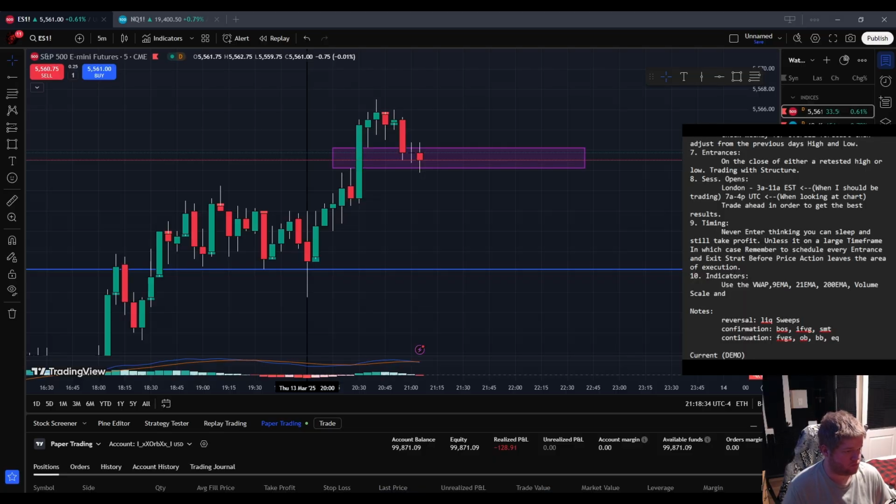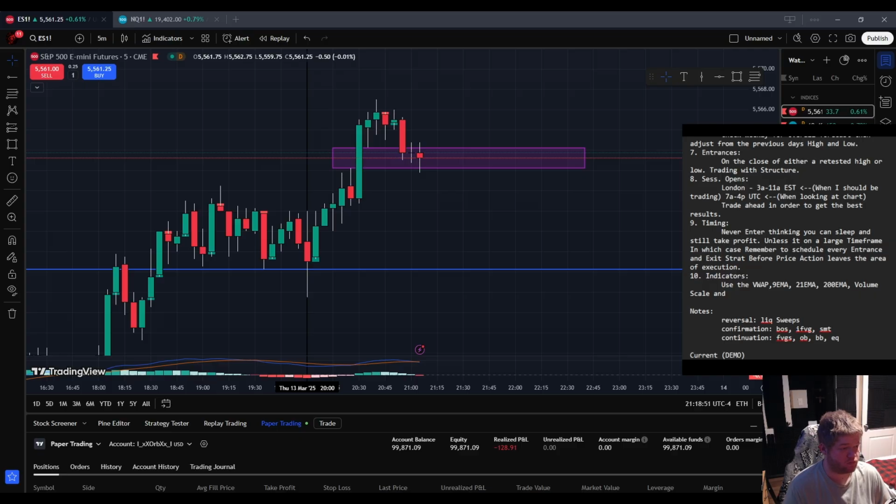Into our key level to the upside. Boom. And then we get a 5 minute break of structure. So this is where we're at right now. We're on the 5 minute, in an uptrend up to that key level, obviously, right? Because it needs to move up to get to that key level. And then we get a 5 minute break of structure.